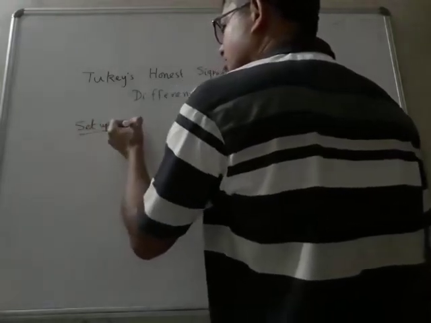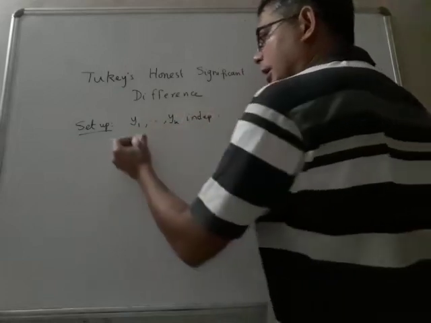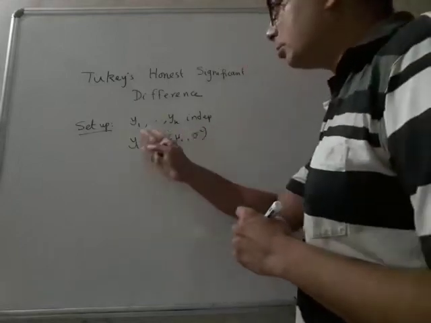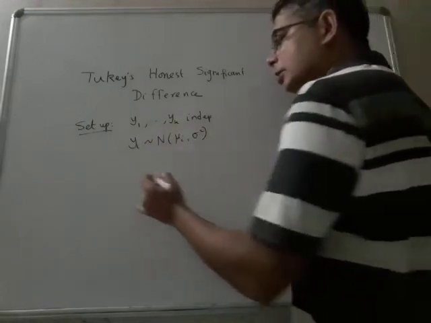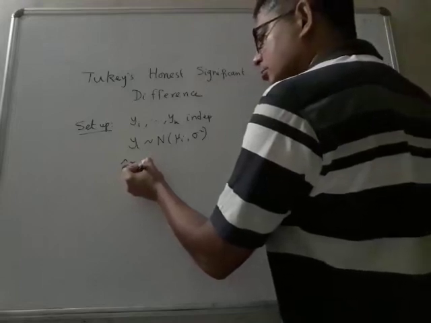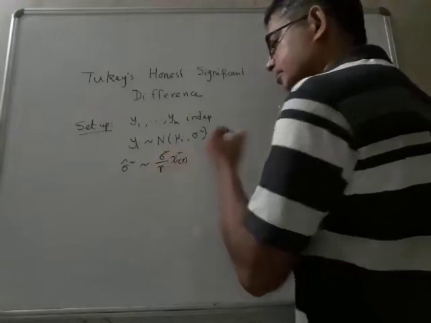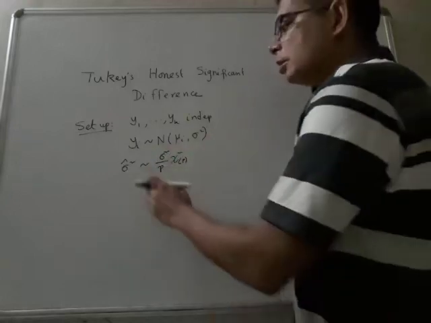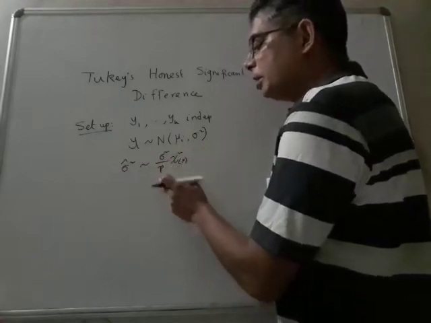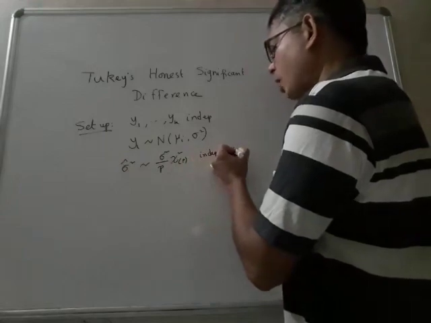The setup is this: we have some y1 to yk, they are independent, and yi follows normal mu i, sigma squared. We have some sigma square hat which has the following property, which is of the form sigma square divided by p, chi-square p. So sigma square hat has a chi-square p distribution divided by p and multiplied by sigma square. And this quantity is independent of your yi's.